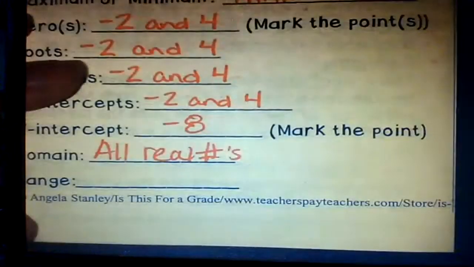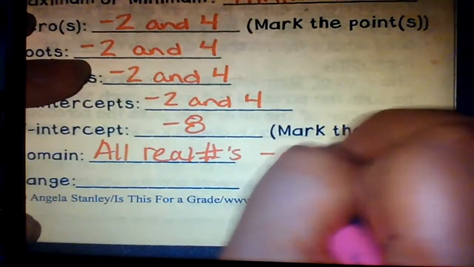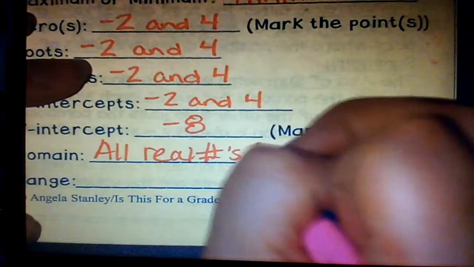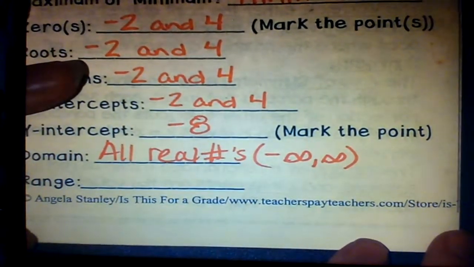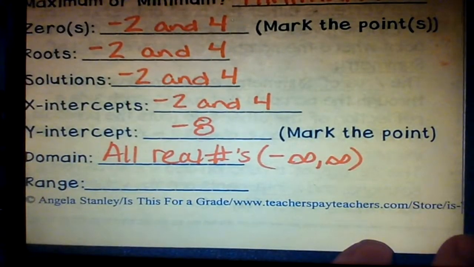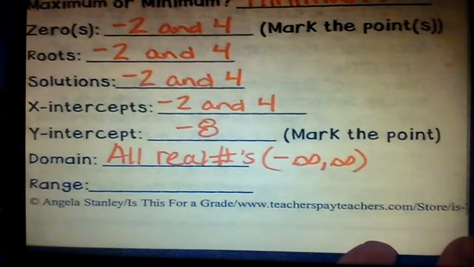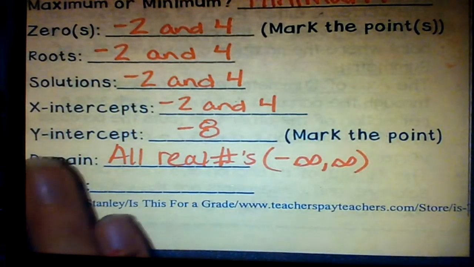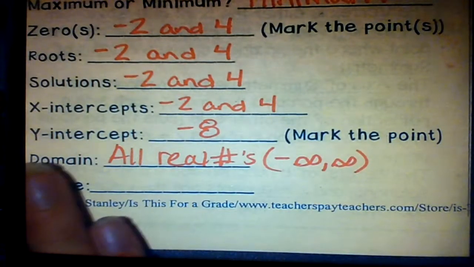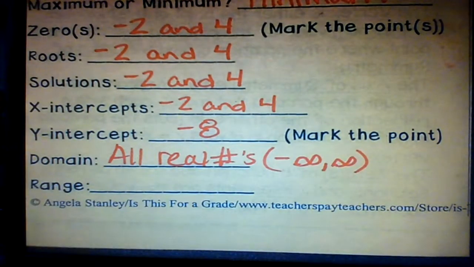They can write that as negative infinity to positive infinity. Who decided we were going to do a sideways 8? The sideways quadratic is actually the square root function. I'll go back down here in a second.